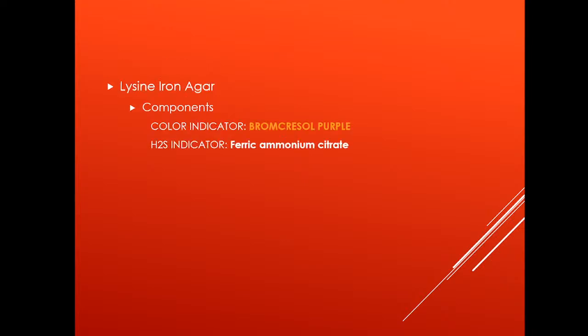So the color indicator is bromcresol purple. Bromcresol purple has two color reactions, but we'll talk about that later. We'll talk about the components first. The next one is the H2S indicator. The H2S indicator for lysine iron agar is actually ferric ammonium citrate. All right, ferric ammonium citrate. H2S indicator. Similar reaction, okay?